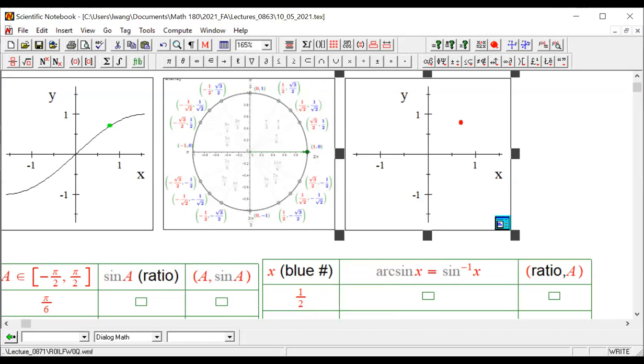Okay, and this point, green, is pi over 4. The output is 1/√2. And the other point, the input is a ratio. The output is pi over 4.